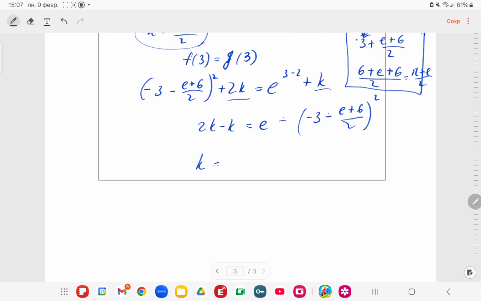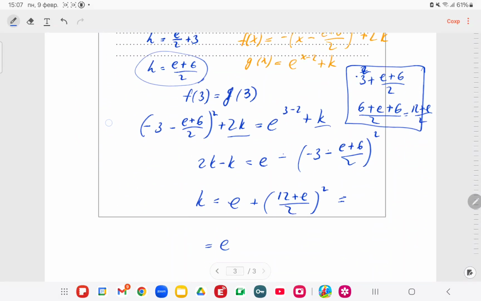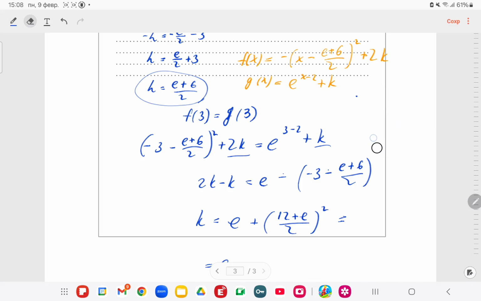And now k is equal to e, and here 12 plus e over 2 squared. Now we open the brackets, and then we will get the value. Oh, wait. Here we got a minus. It will be minus there. Right, it will be minus. Here one will be negative. So that's why e.